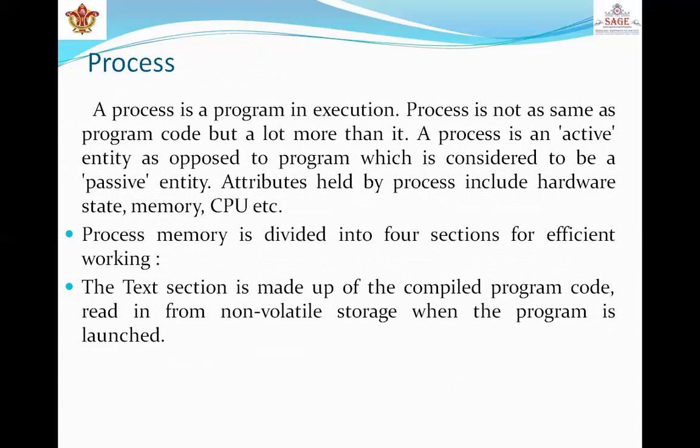A program does nothing by itself. Its instructions are executed by a CPU. A program in execution is called a process. In order to accomplish its task, the process needs computer resources. There may exist more than one process in the system, which may require the same resource at the same time.